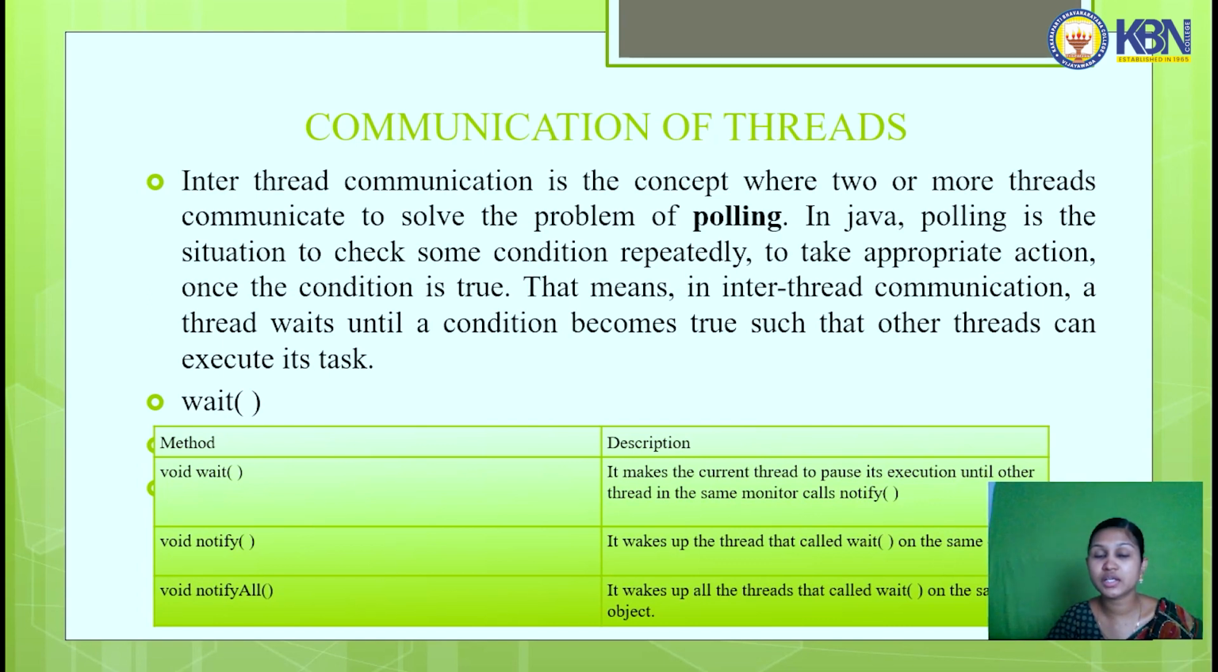What does inter-thread communication mean? The thread waits until a condition becomes true. Once it becomes true, the other threads can execute their tasks. Let's see the wait method. It makes the current thread pause its execution until another thread in the same monitor calls notify. What is notify? Waking up the thread is known as the notify method.